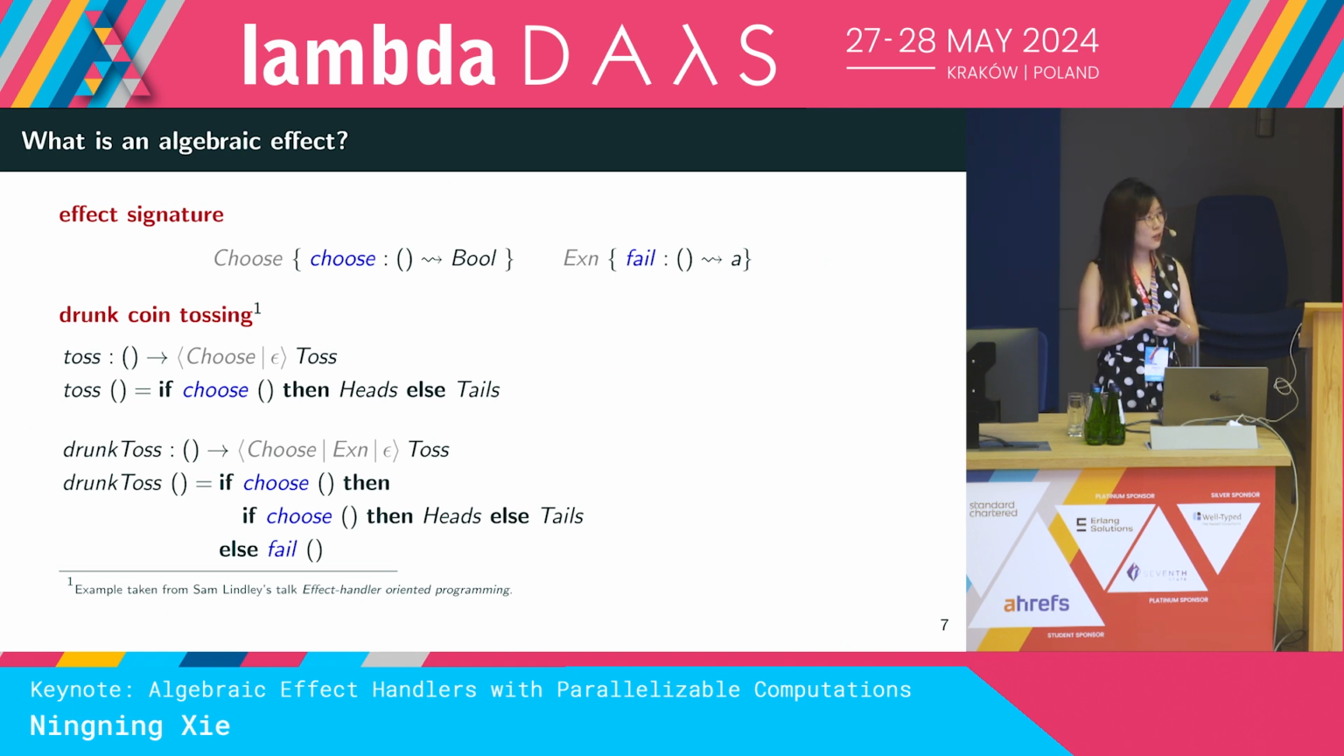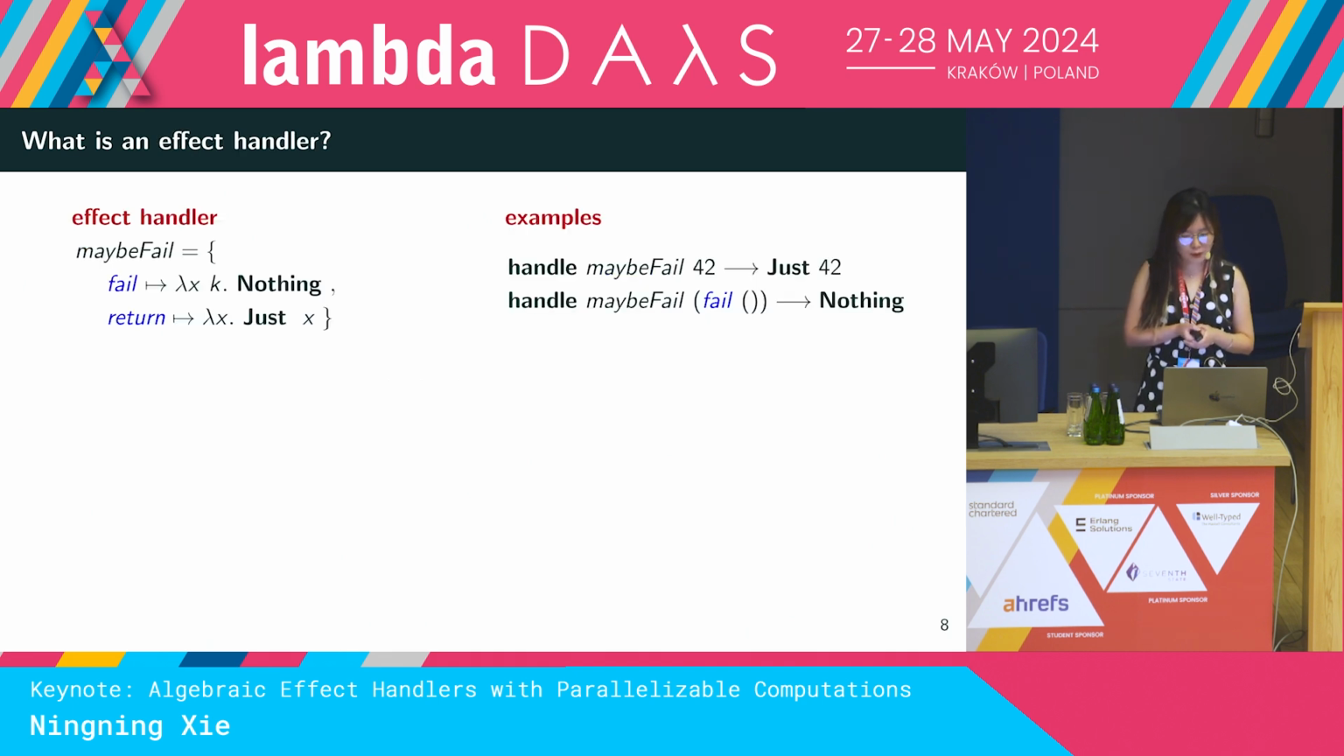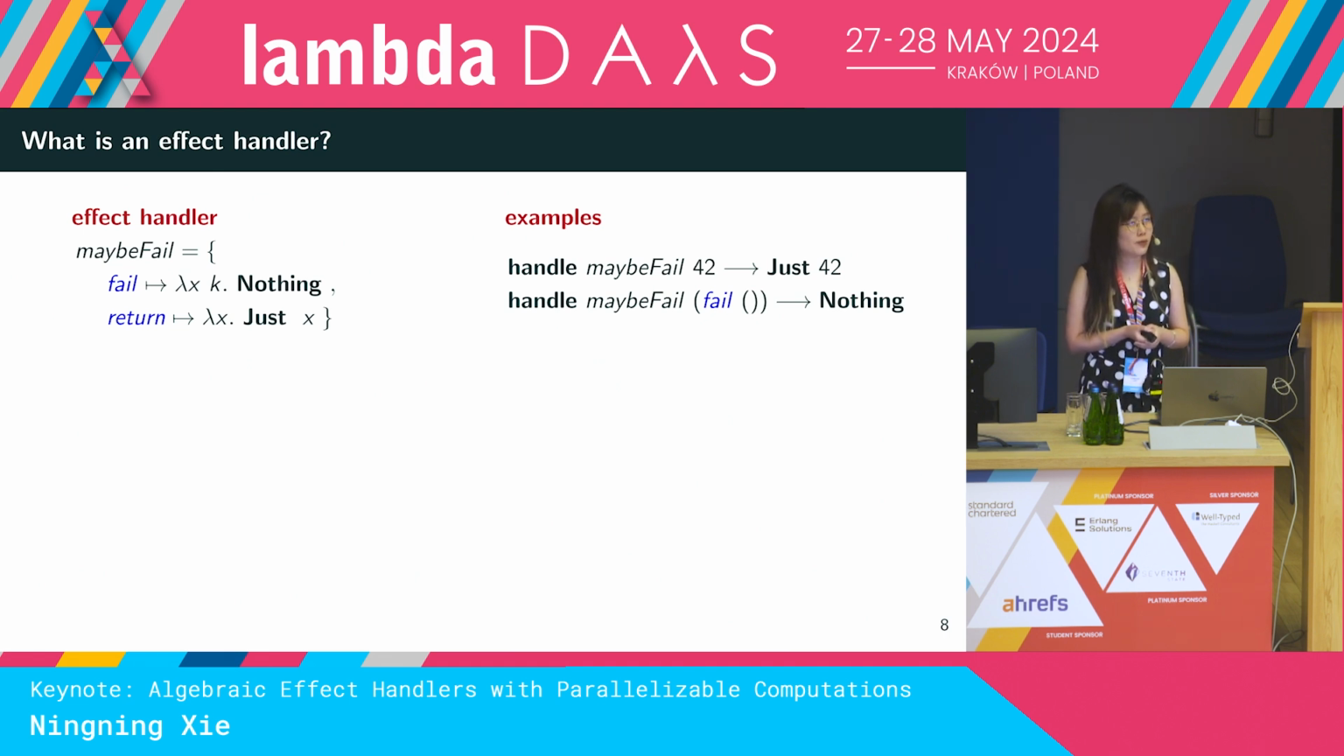So with effect signatures, we can already start using effect operations in a program. But we don't know yet how to handle those effect operations. And the semantics of algebraic effect operations are given by effect handlers. Effect handlers, roughly speaking, define what happens when an operation is performed. And in this case, maybe fail is an effect handler for the exception effect. So it defines what happens when fail is performed.